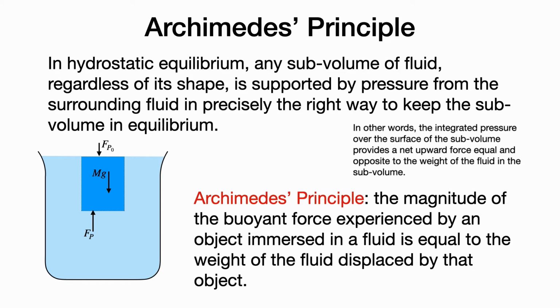But if we replace that subvolume by some other object, then if it has the same shape as that subvolume, the buoyant force acting up on that object is going to be the weight of the fluid that has been displaced by the object. The net force acting on that object in the fluid will be its weight minus the buoyant force.